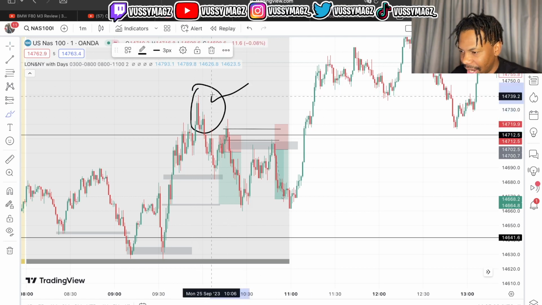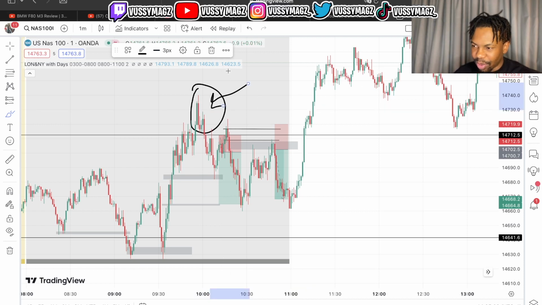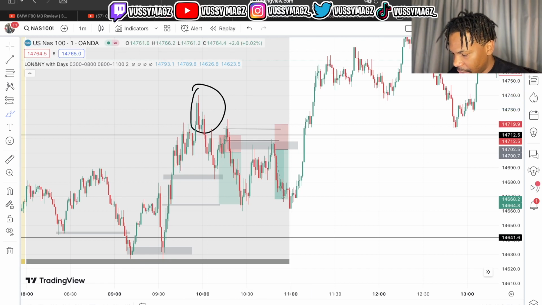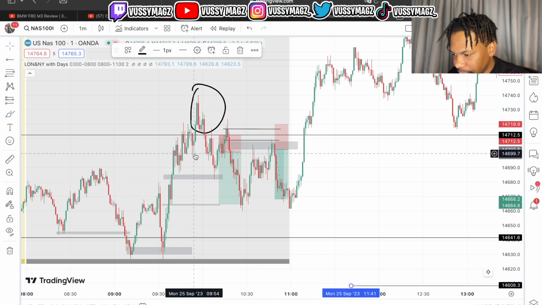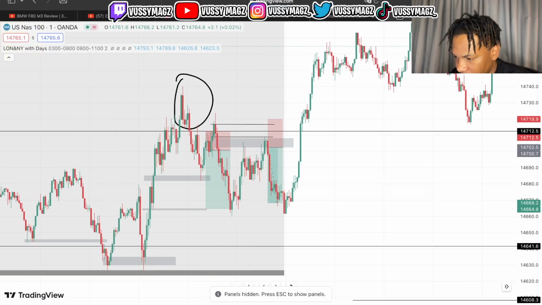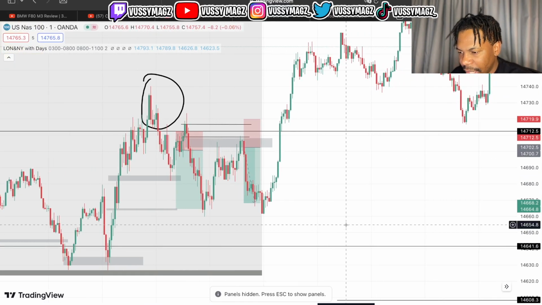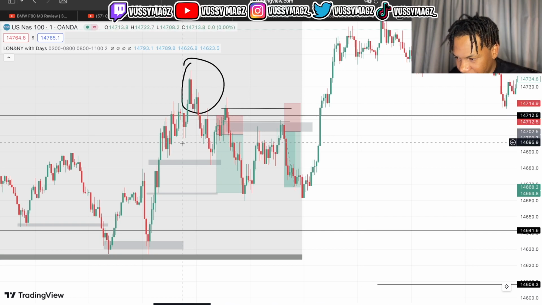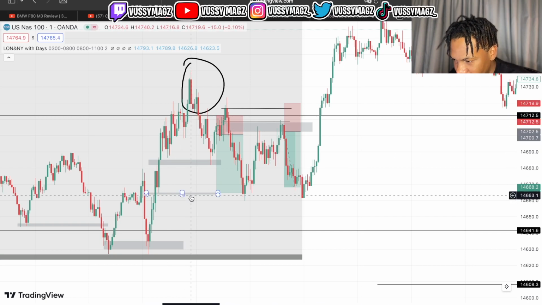I knew that this one was too good to be true. There's no way. So with that in mind, I knew that all I gotta do is look for all the areas where the market is leaving gaps, you understand? So I saw this area and I saw this area also.